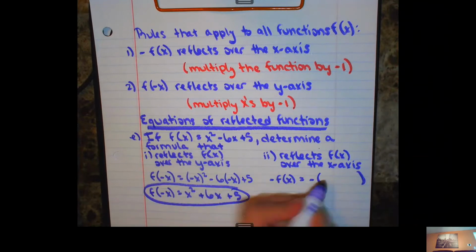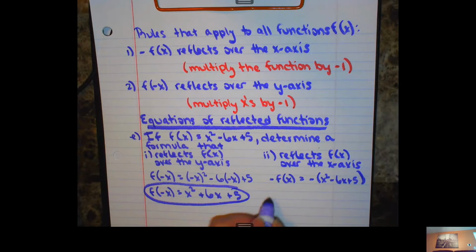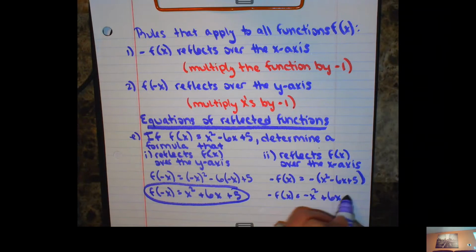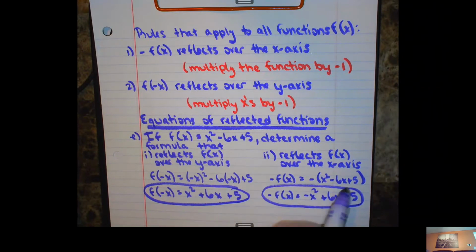So I'm going to bring down my original, x squared minus 6x plus 5. To simplify, I'm just going to distribute that negative 1. So I have f of negative x equals, we don't want to call this f of x equals because we changed the original. So now I distribute. The first term becomes negative x squared. The second term becomes plus 6x. And the third term becomes minus 5. Notice all the signs change when we reflect it over the x-axis. So here's our new equation.